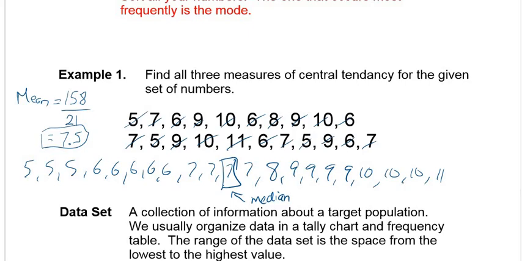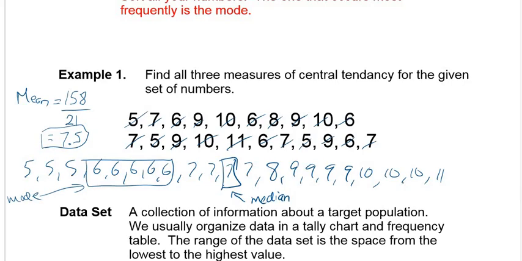And lastly, the mode is just the most popular one. So in this case, 6 shows up the most often. That's 5 times, so that's going to be our mode. So now we have a mean of 7.5, a median of 7, and a mode of 6.